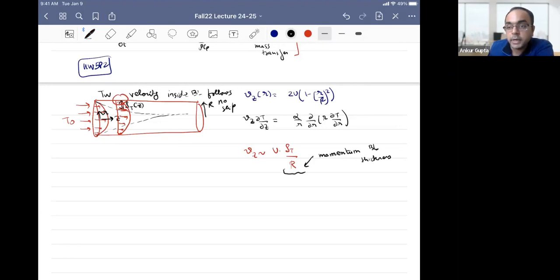Can anybody suggest why this is moment? I'm using radius to be the momentum boundary layer thickness. Any thoughts? We are not even talking about momentum boundary layer thickness, but why am I using radius to be the momentum boundary layer thickness? Any guesses? Why am I defining it like this, or what is the rationale?